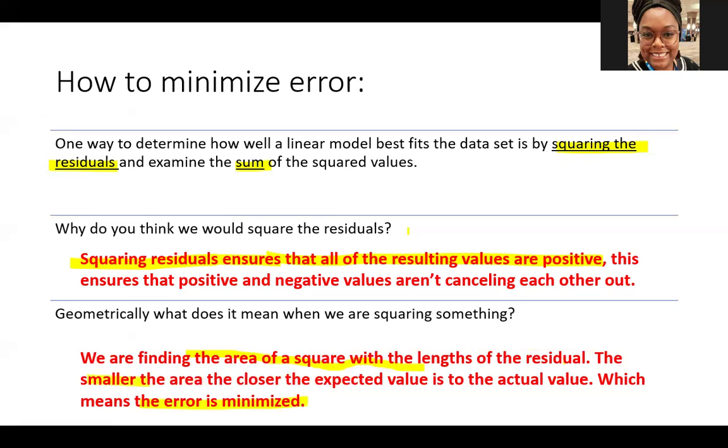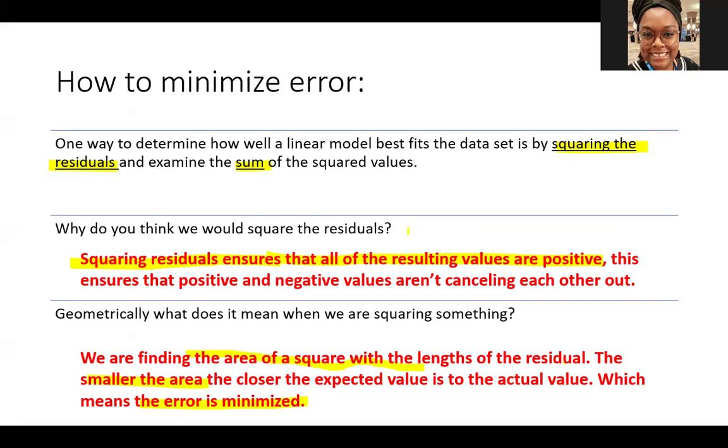Let's say that together: the smaller the area, the more the error has been minimized. Such a weird two words to say at the same time, area and error. So you want the smallest line. Your residual needs to be small, and if our residual is small, that means my area is also going to be small, correct?